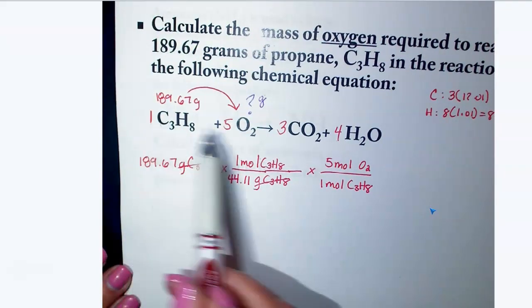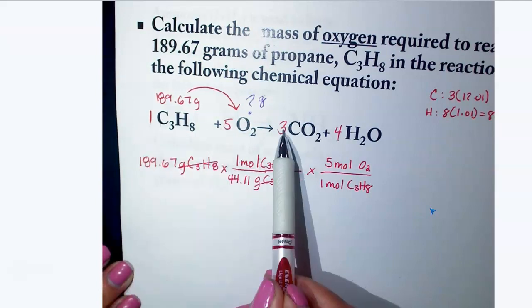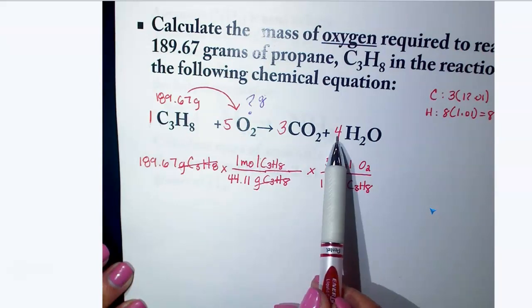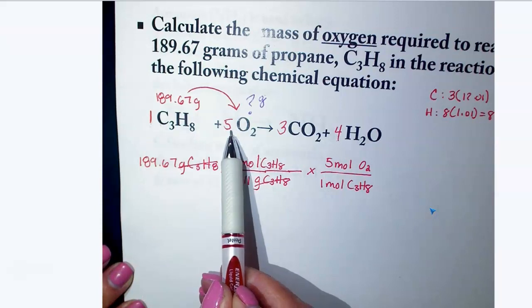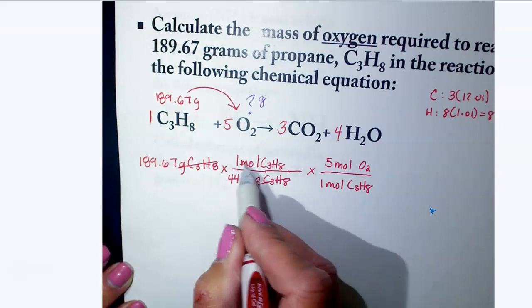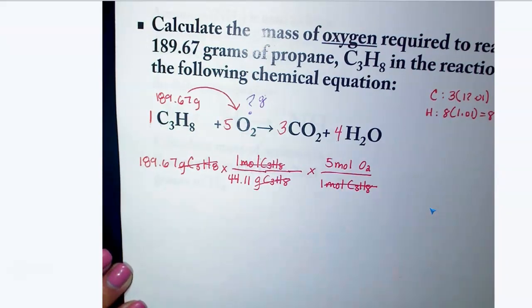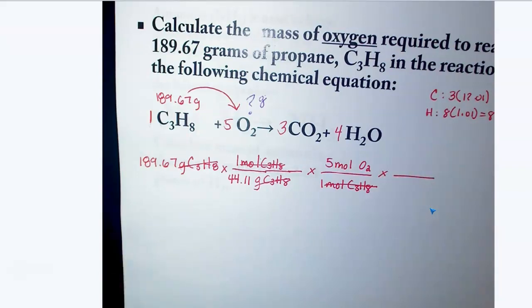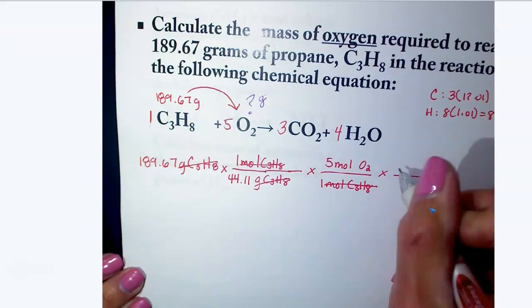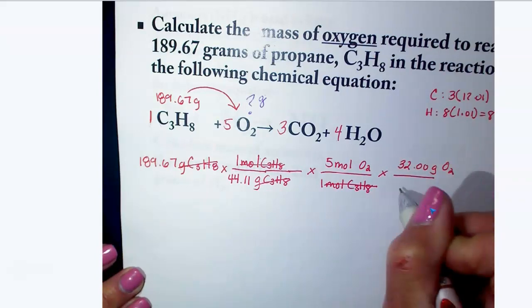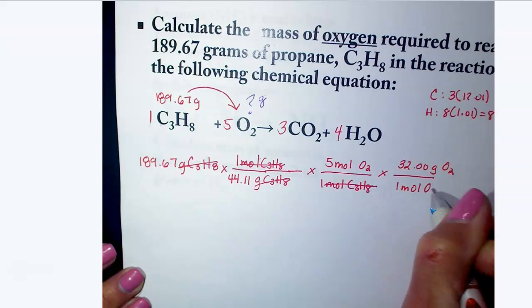So it's a 1 to 5 ratio. It could be a 1 to 3 ratio, a 5 to 3 ratio, a 5 to 4 ratio, or a 3 to 4 ratio. We are using the 1 to 5 ratio, or I should say the 5 to 1 ratio, since those are the substances we're dealing with. So now my moles of propane are gone. I have totally gotten rid of propane, and now I'm sitting at oxygen. So I'm going to go one step further, and I need the molar mass of O2. 32.00 grams of O2 is the same as 1 mole of O2.